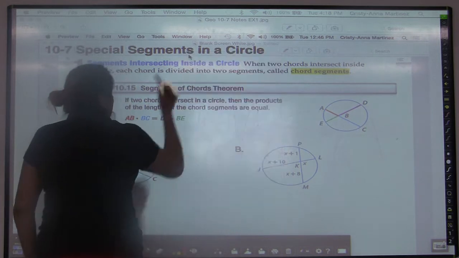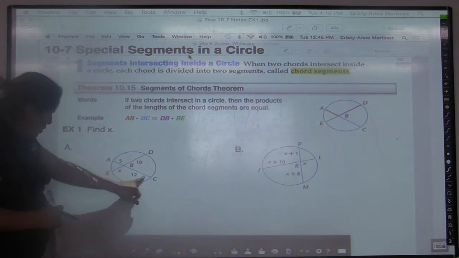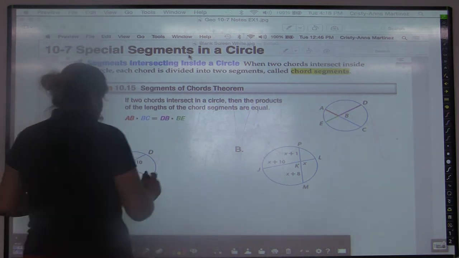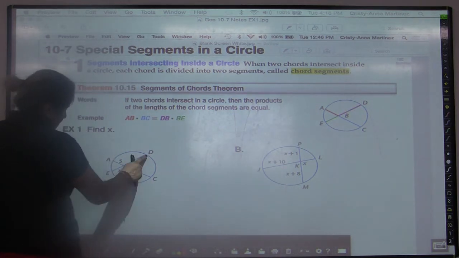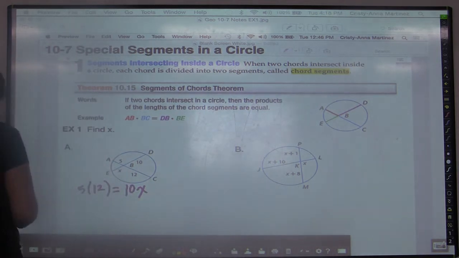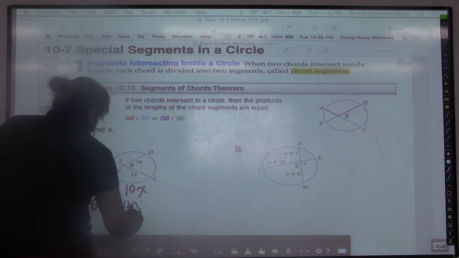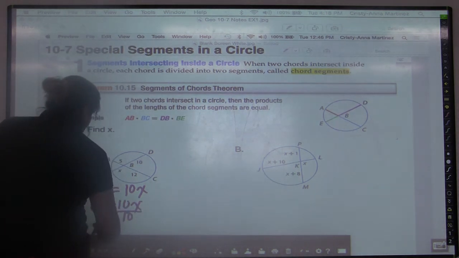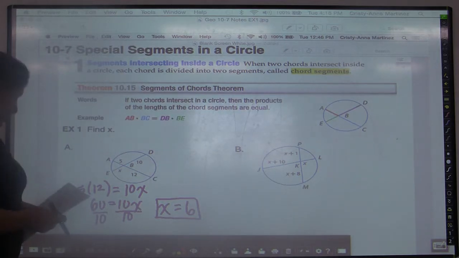And we have these chord segments. We have a 5 and a 12. So that means that we're going to get 5 times 12. And then over here on this chord segment we have 10 and x. So 10 times x would just be 10x. Well, we know that 5 times 12 is actually 60. Divide both sides by 10, and lo and behold, we get that x equals 6.